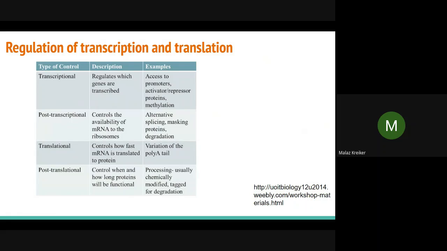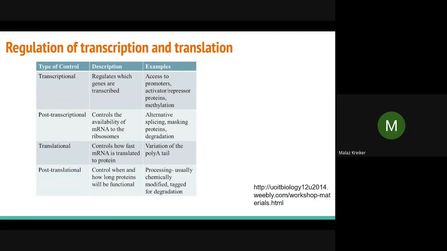after it's done. And this is usually done when you control the mRNA. And this could be done by alternative splicing, or you can degrade the mRNA.